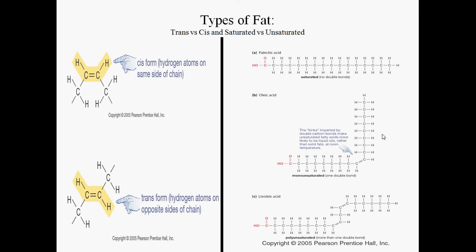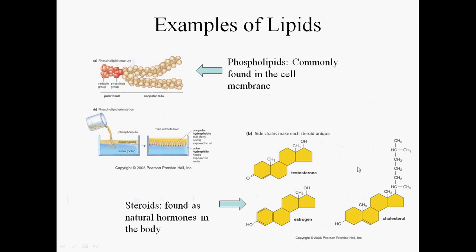So your Crisco shortening is going to be your saturated fat, whereas your vegetable oil that's liquid is going to be your unsaturated fat. So examples of lipids. We know that we have phospholipids that we discussed in the chapter covering the cell membrane. Phospholipids are the major component of the cell membrane.